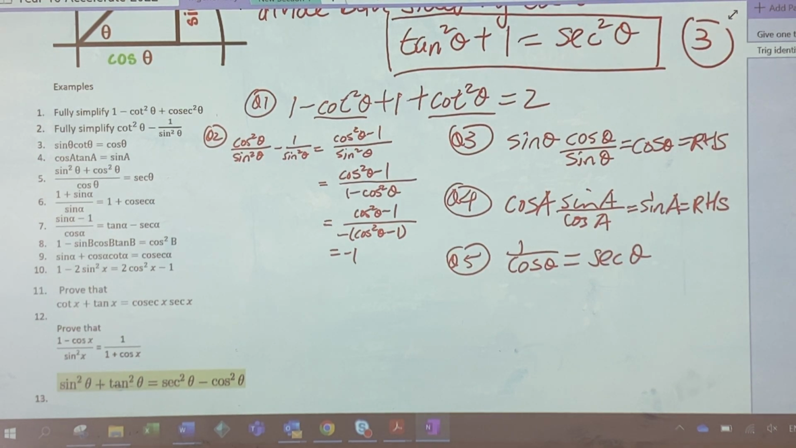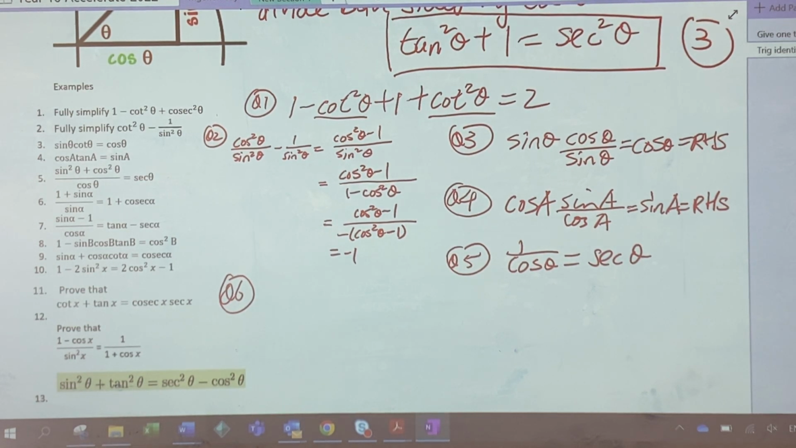All good? We go into 6. Next one. Number 6 here. I'm going to skip a few, but I'm going to do a little bit harder ones after this.